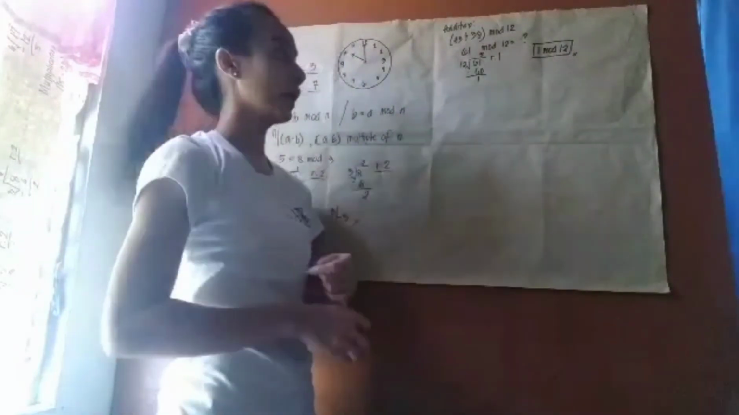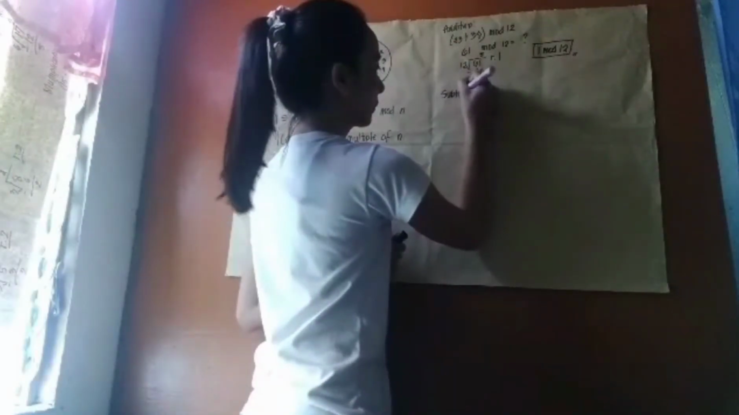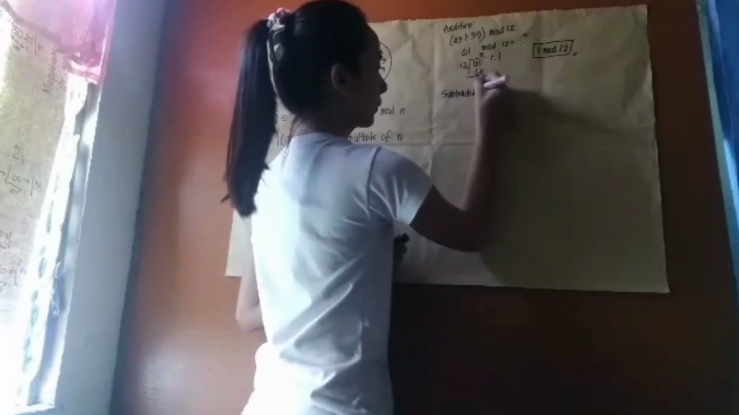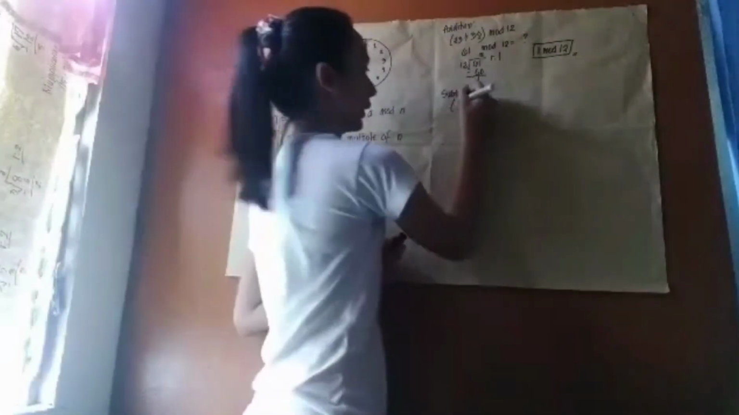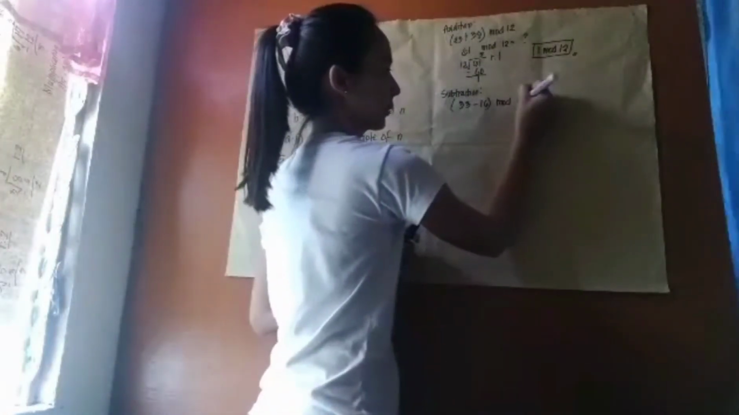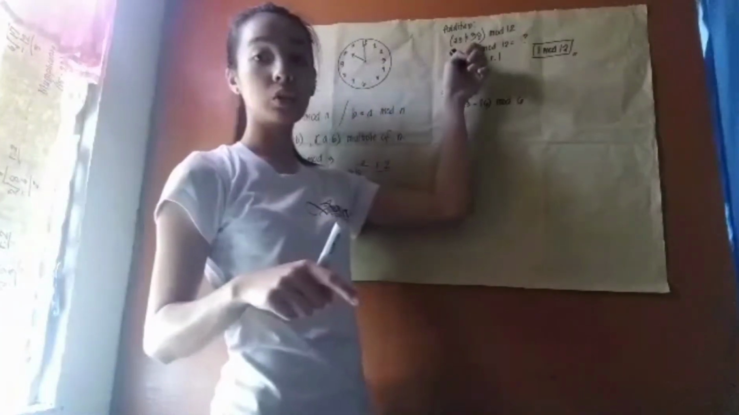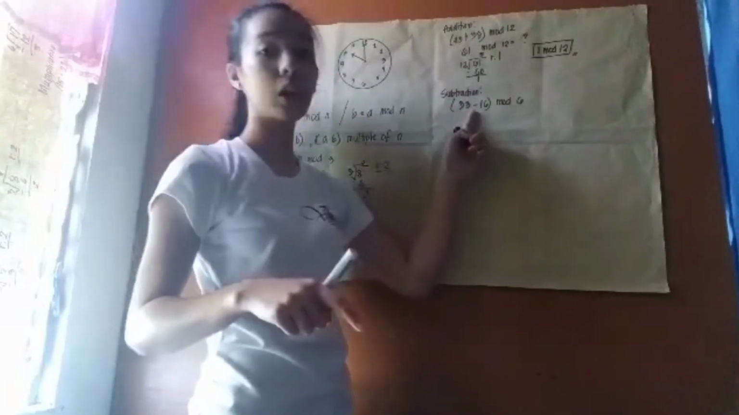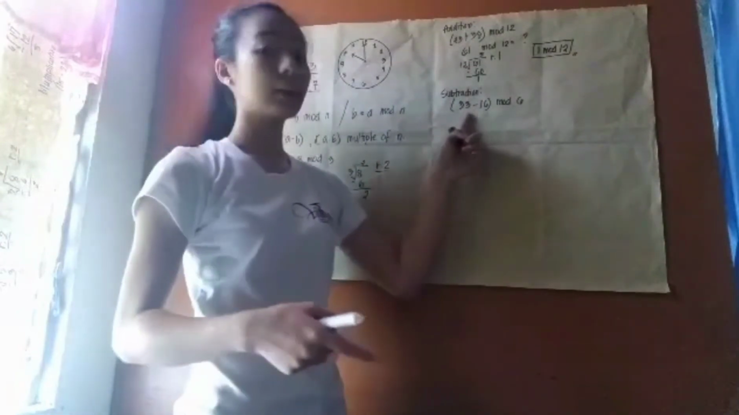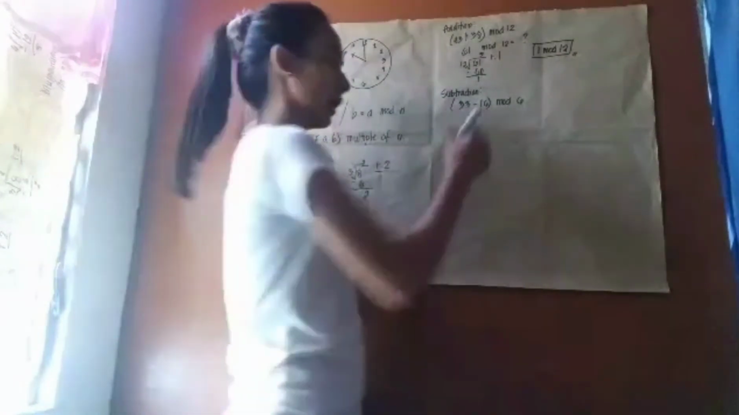How about in subtraction? If I have a given example of 33 minus 16 mod 6, same as addition, but since it is subtraction, you are going to deduct 16 from 33. So what is 33 minus 16? It is 17.